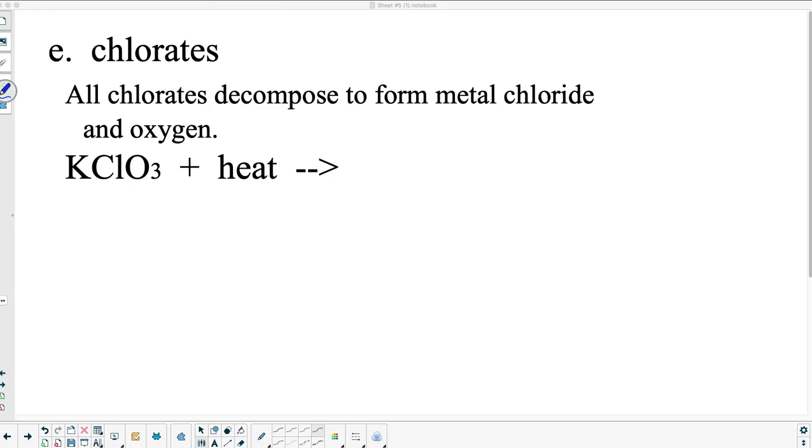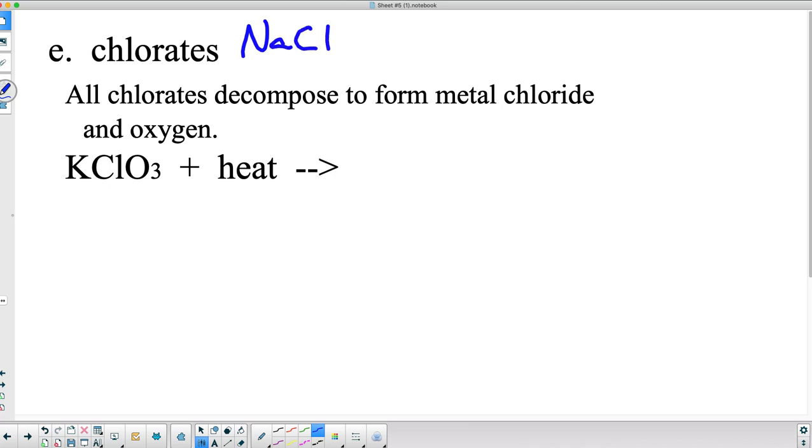What are chlorates? Chlorates are anything that ends in a ClO3, that's a chlorate. So when you see a chlorate, that means that you have a chlorate decomposition. Now the chlorate decomposition always decomposes in one way, to form the metal chloride and oxygen.